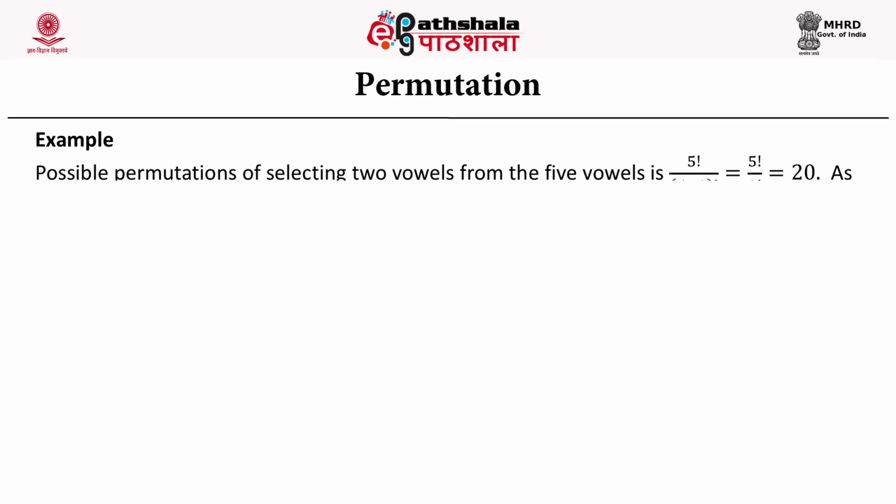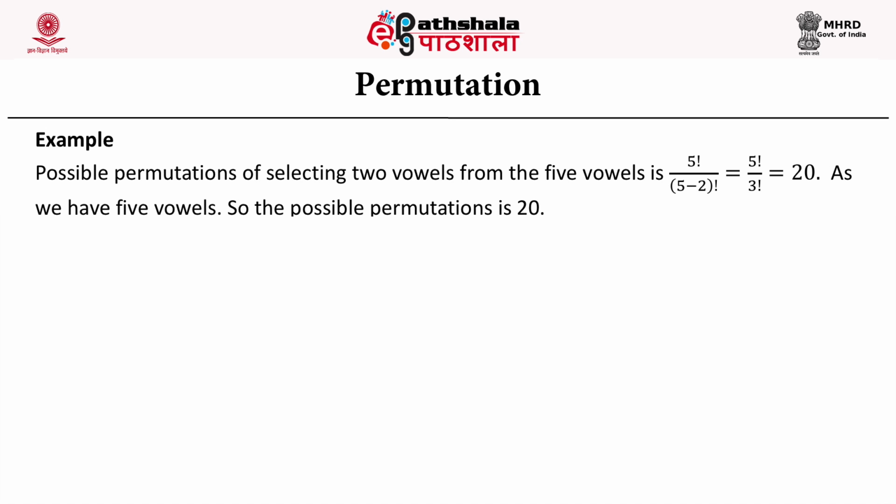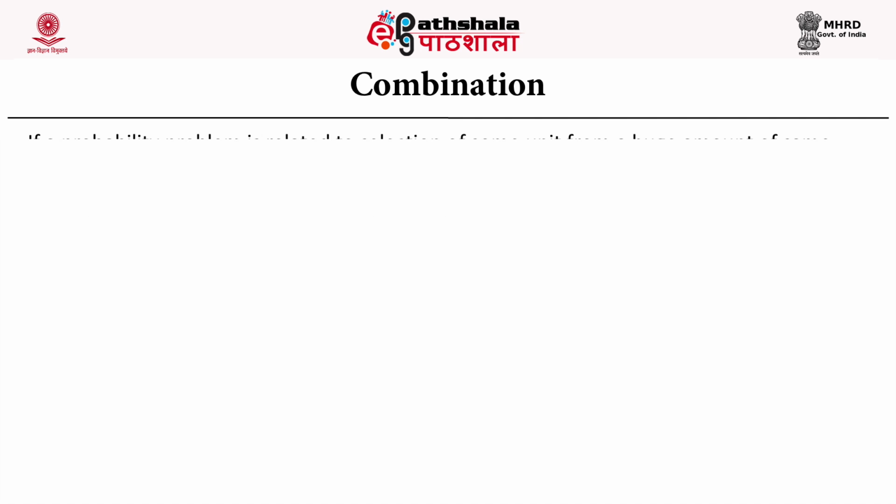For example, possible permutation of selecting 2 vowels from the 5 vowels is solved by the formula, that is 5 factorial divided by 5 minus 2 factorial, which is equal to 5 factorial divided by 3 factorial, which is coming out to be 20 after solving mathematically. As we have 5 vowels, the possible permutation is 20.